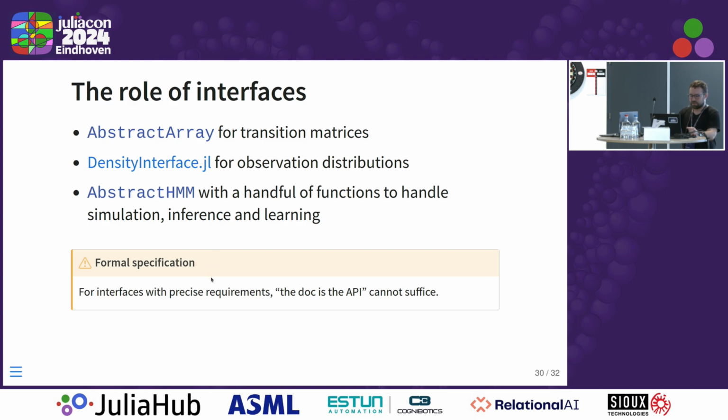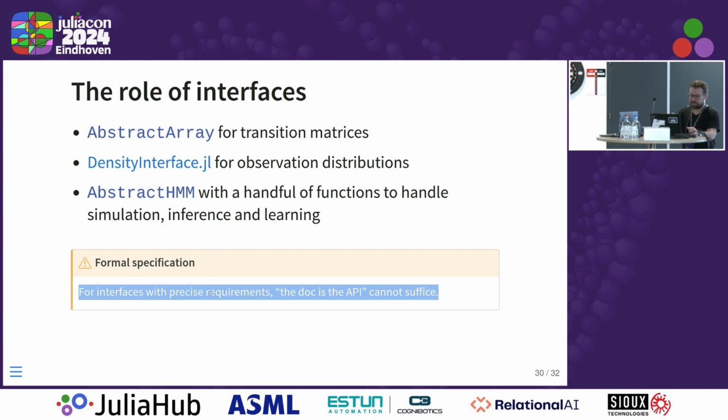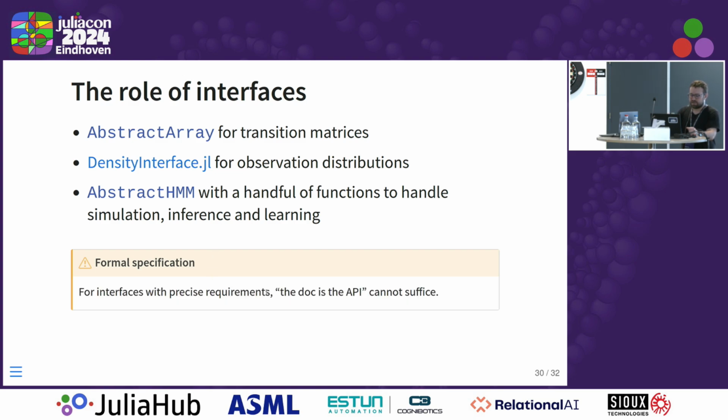And a bit of a caveat here, the Julia tradition is to say the doc is the API, that the API is defined in natural language on the doc web page, and most of the time that is not enough to do exactly what you want to do and ensure that your users implement this correctly. So whenever you write a package that has an interface, ask yourself, how can I make it easier for my users to avoid getting things wrong?